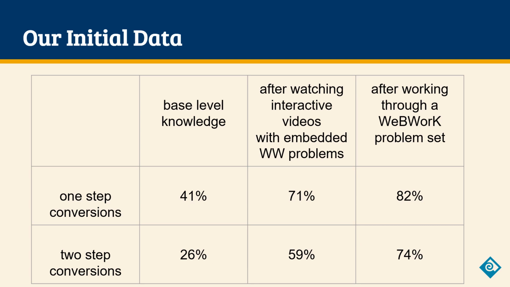In class that day, they then worked through a WeBWorK problem set. This was really on their own without teachers helping them. And after that time with the WeBWorK problems, their average score on 1-step conversion went up to 82%, and 2-step conversions went up to 74%. So we were convinced from this data that our work with WeBWorK was actually benefiting students.